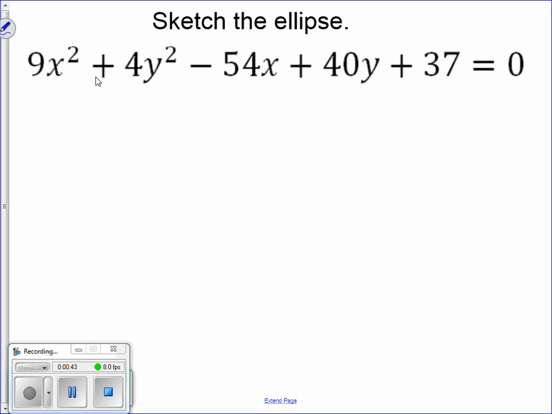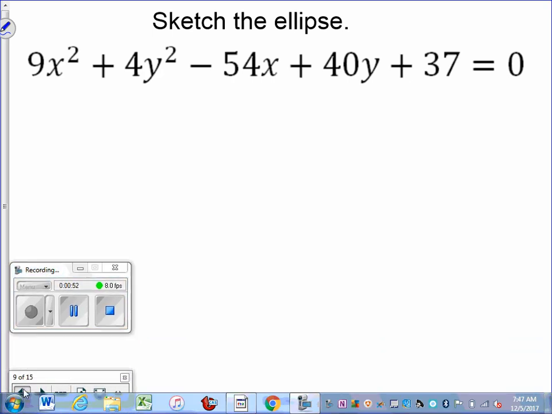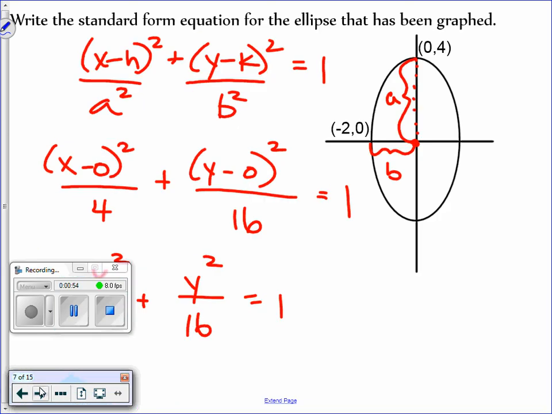All right. So we're gonna sketch this ellipse. The problem is this ellipse is not in standard form, right? What does standard form look like? Standard form looks like this.